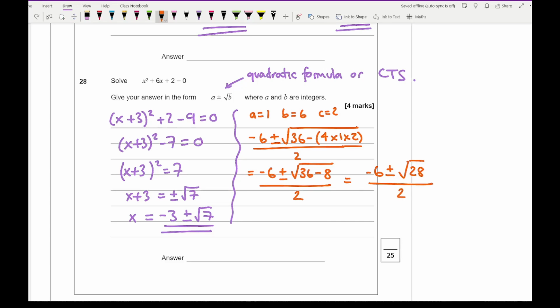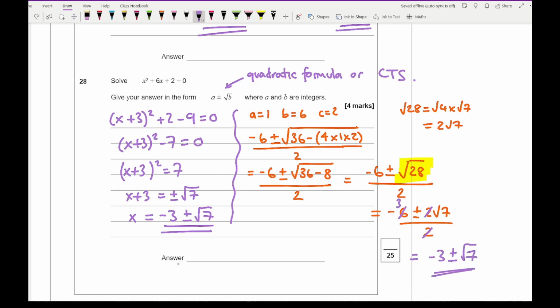And then from this, what I can then do, using surds, is root 28 is root 4 times root 7, which is 2 root 7. So this then becomes minus 6 plus or minus 2 root 7 over 2. I can then cancel the 2s out, and that becomes a 3. So my answer then becomes minus 3 plus or minus root 7. Now you can see, without any question, the easiest method is going to be completing the square.